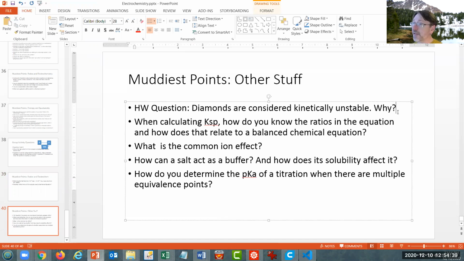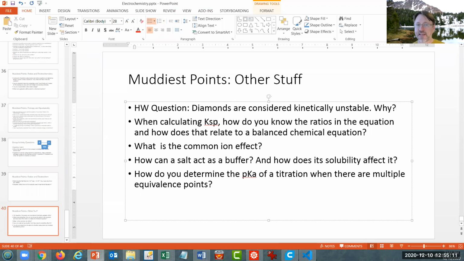They are thermodynamically unstable because it is spontaneous for diamonds to convert to graphite. But the activation barrier to that conversion is so high that it never happens over the lifetime of the entire universe. So no, diamonds are not considered kinetically unstable. They are considered kinetically stable because they are thermodynamically unstable, but the kinetics prevent them from decomposing.